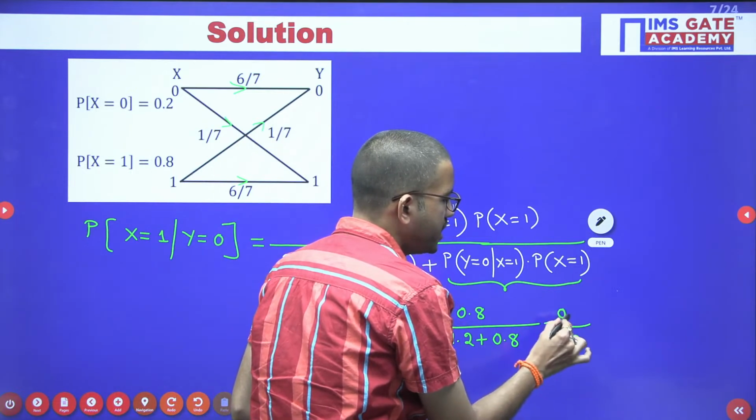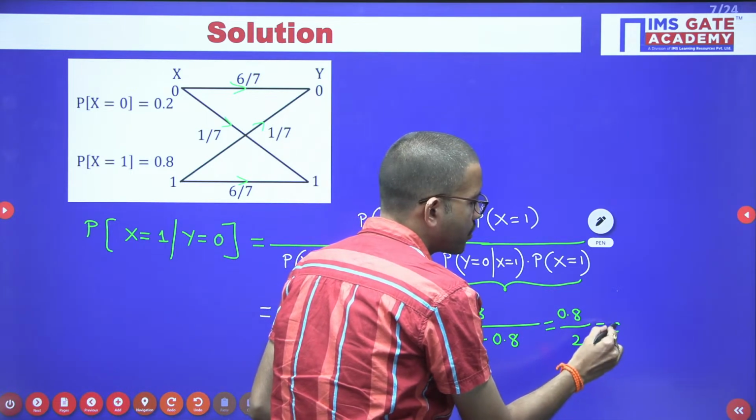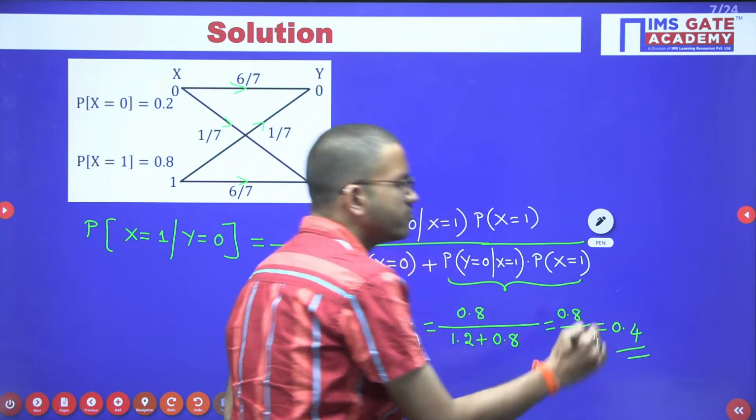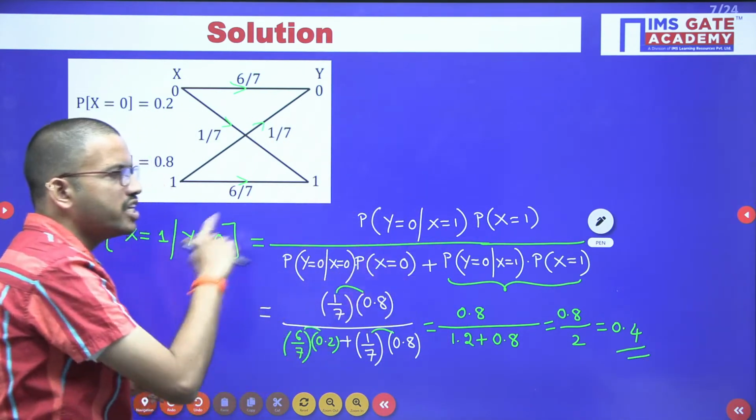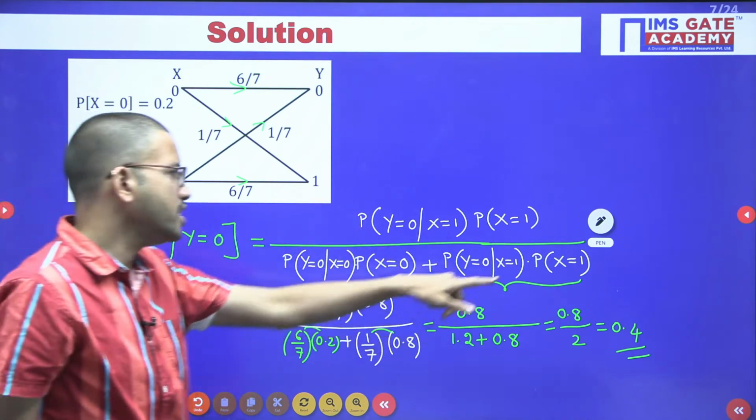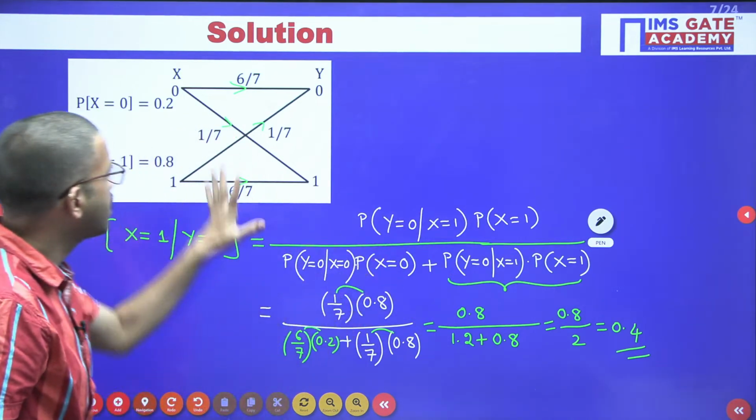So 0.8 divided by 2, which is nothing but 0.4. It is a very simple question. For understanding purpose, I have written this whole equation, but for solving this question, no need to write this expression. Just observe the diagram.